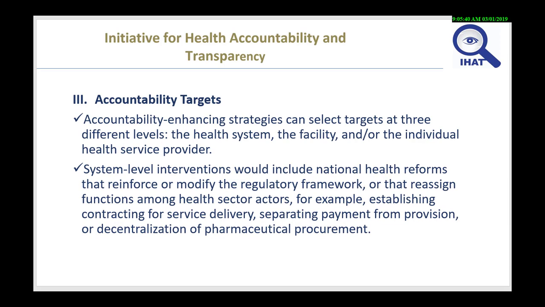The third of the three approaches we've mentioned from the beginning, when we talked about the mapping and then accountability strategies, is accountability targets. Accountability enhancing strategy can select targets at different levels of the health system: the system level, the facility level, or individual health provider level. And the system intervention should include national health reforms, particularly those that reinforce or modify the regulatory framework, or that assign functions among health sector actors. For example, establishing contracts for service delivery, separating payment from provision, or decentralization of pharmaceutical procurement.